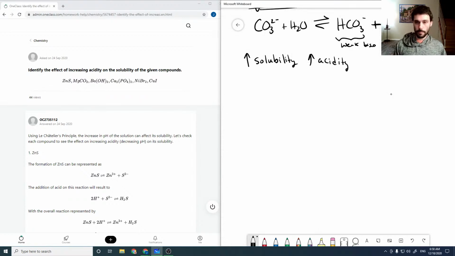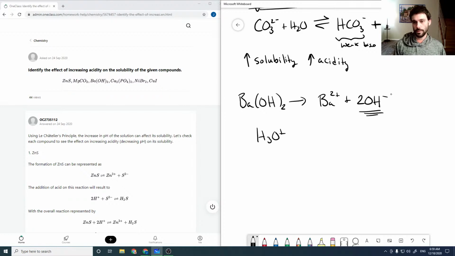Barium hydroxide. Well, barium hydroxide is a base, so we're going to get barium 2 plus and 2 OH minus, and in this case we've already got our OH minus. We don't even need to consider whether it will produce OH minus, so we're just straight up going to get H3O plus and OH minus going to H2O, which is going to eat up our OH minus and increase our solubility. So this is basic, so increased solubility for increased acidity.